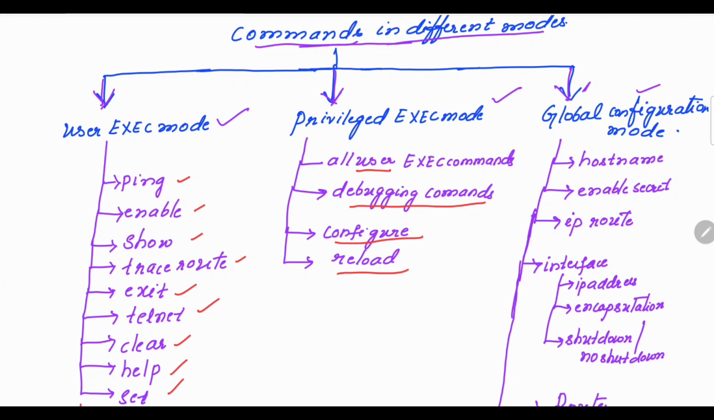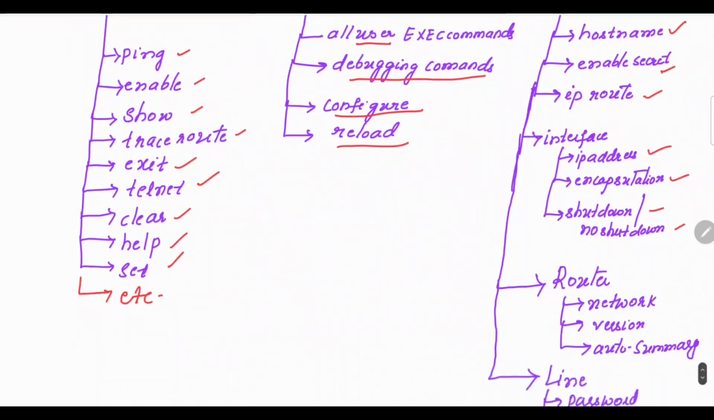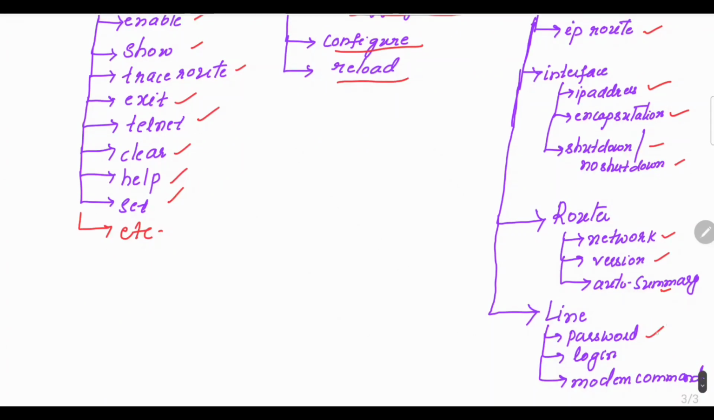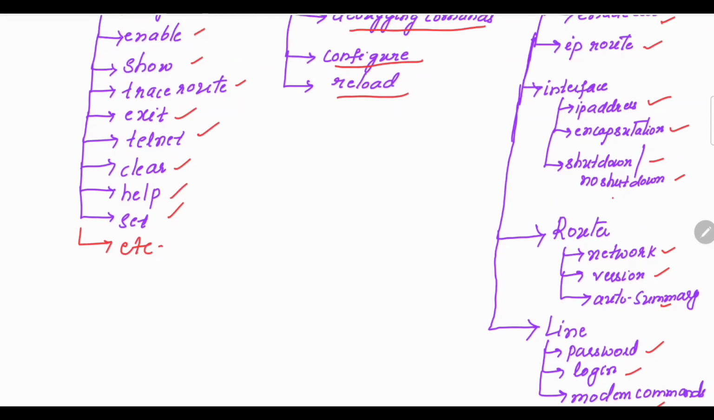Then next comes the global configuration mode. In the global configuration mode, you'll be able to carry out commands with respect to changing the name of the device, that is the host name, enable secret, and IP route. Then under the interface you have the IP address, encapsulation, shutdown, and no shutdown. Then under the router you have network, version and auto summary. Then in line, password, login and modem command. Everywhere I can use the word etc. because there are some more in the list. You will definitely see the other commands also in my future experiments.